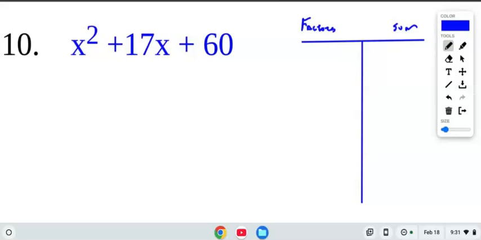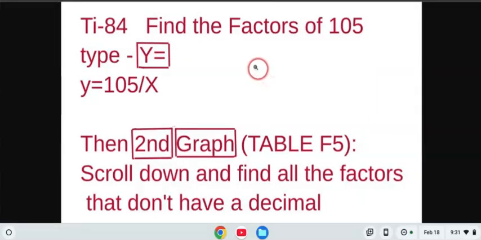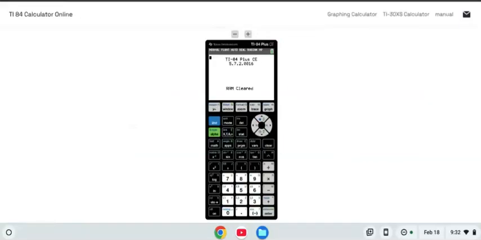It's real easy. You take out your TI-84 and you type y equals, and instead of 105, I'm going to use 60 divided by x. Then hit second function graph, which is the table. I'm going to scroll down and see all the factors that don't have a decimal. So I'm going to do this in front of you right now.